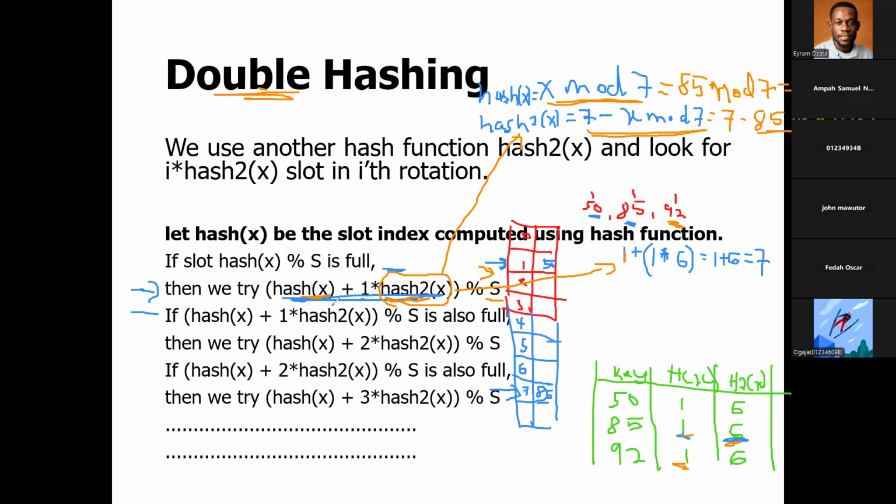Plus, and I'm just putting this in brackets so that you can appreciate it. Plus 1 times hash 2x, which is what? 6. Okay, so that's the 6 here. So that will give us 1 plus 6, because 1 times 6 is 6, plus 1, which will give us 7.